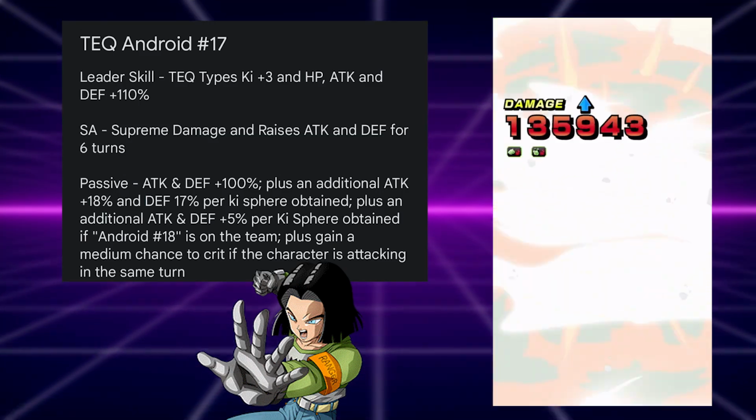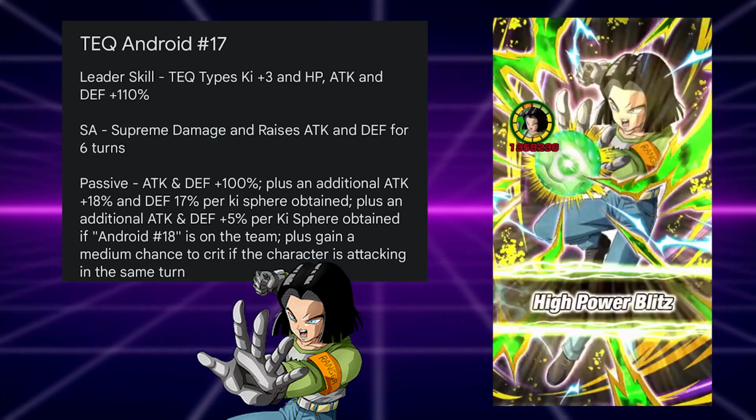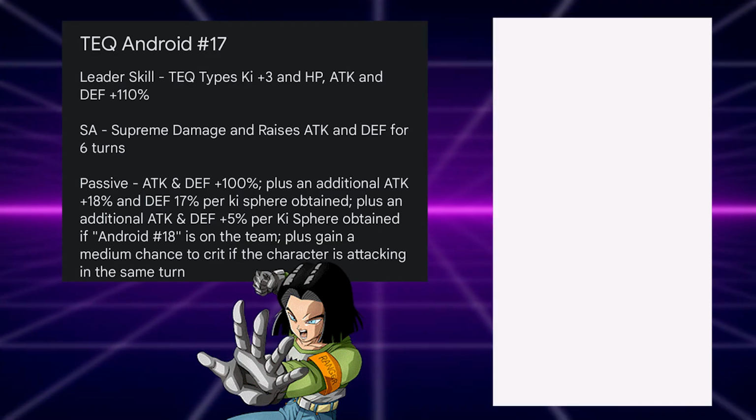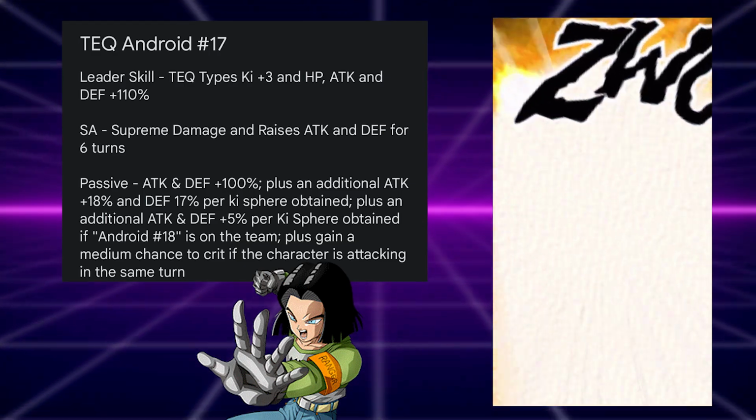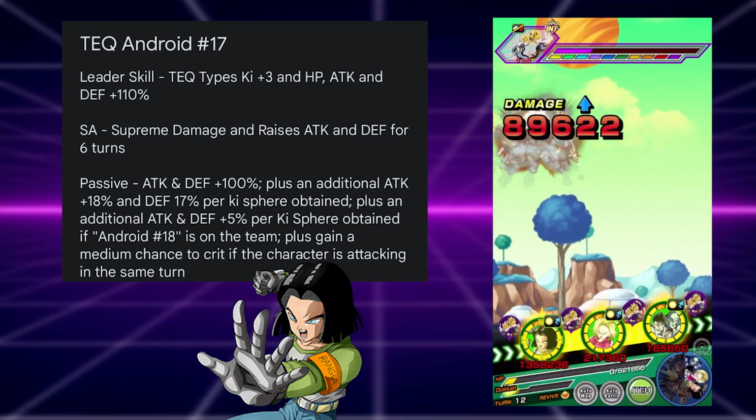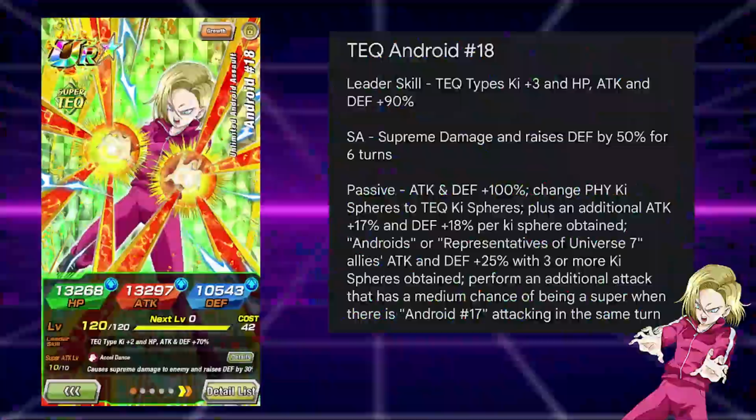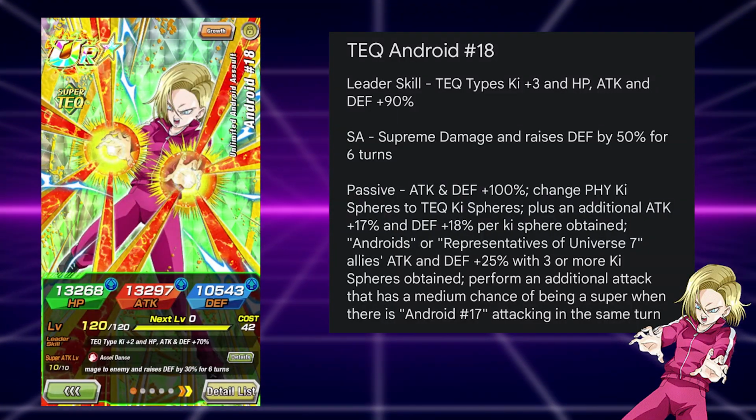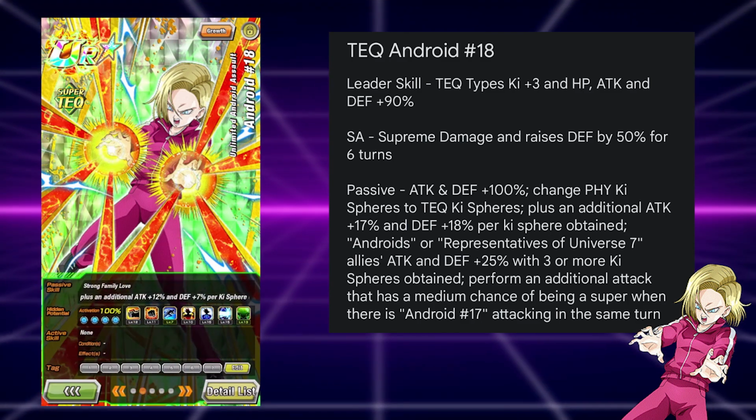But yeah, I think that as long as the defense is high enough and one of these 2 can be run in slot 1, I'd say this is a pretty effective rotation looking at both of these kits. Yeah. If we want to quickly shift into Android 18 as well, because they come as a pair. Her leader skill is just Tech Ki 3, 90% to all stats. Infinitely worse than 17, but again, that doesn't really matter.